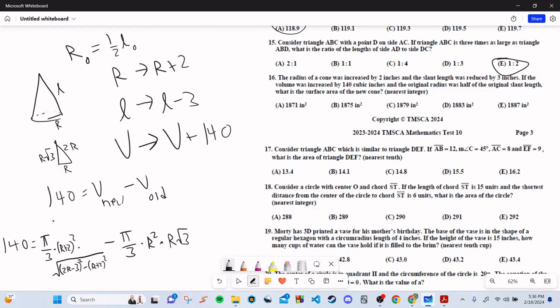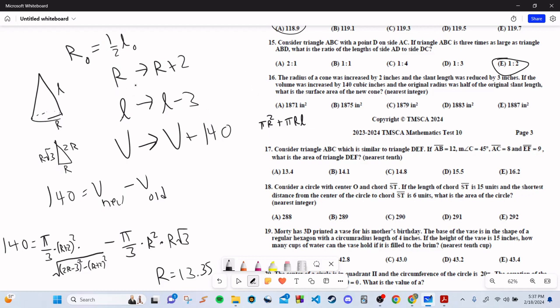And if you solve for r by typing this in your solver, or graphing it, you should get an r value of about 13.35. So we want to calculate the new surface area. That's going to be pi r squared plus pi r slant height. This is the circle on the bottom of the cone, and this is the lateral surface area.